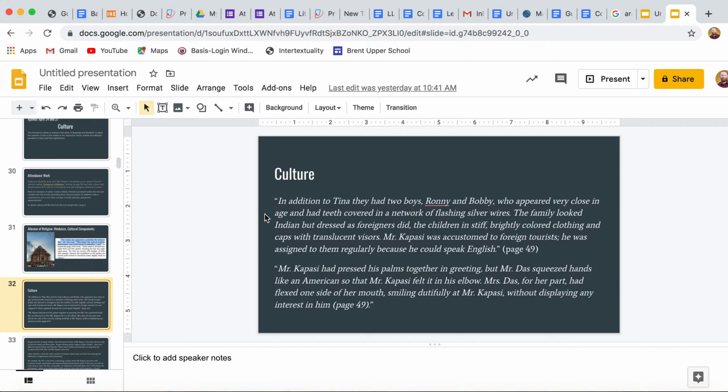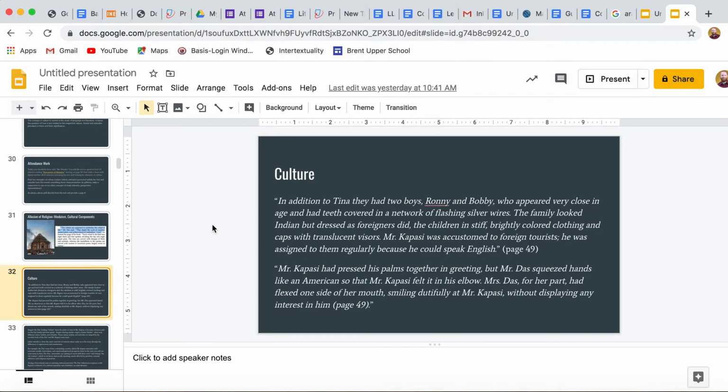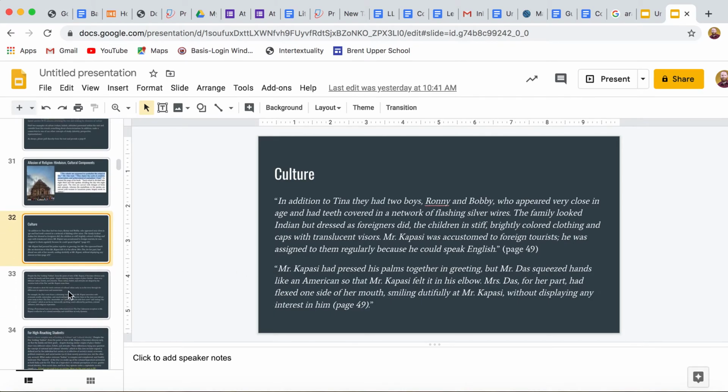So we have two paragraphs from the same page, two dynamically charged passages here at the very beginning of this text, again, just because we haven't started reading this today. So we have one paragraph talking a lot about the clothing, right? And already we are seeing some contrast in the sense of identity of Mr. Kapasi versus the family of the Das. And then in the second one, we have a little bit of a sense of cultural differences in mannerisms and greetings as well. So there's a lot to unpack there.